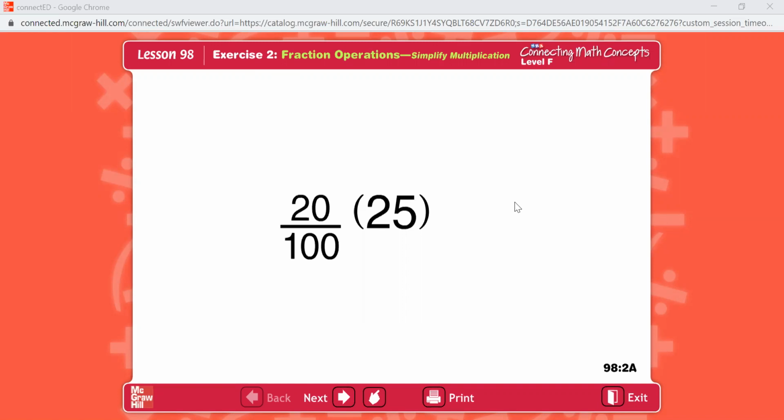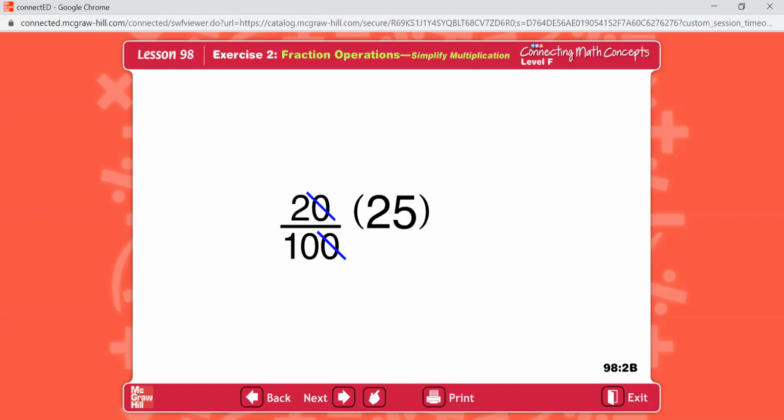Lesson 98, Video 1. You're going to simplify this problem as much as possible. The first thing you do is cross out zeros. How many zeros can we cross out in each number? We can cross out 1 0 in each of these numbers.